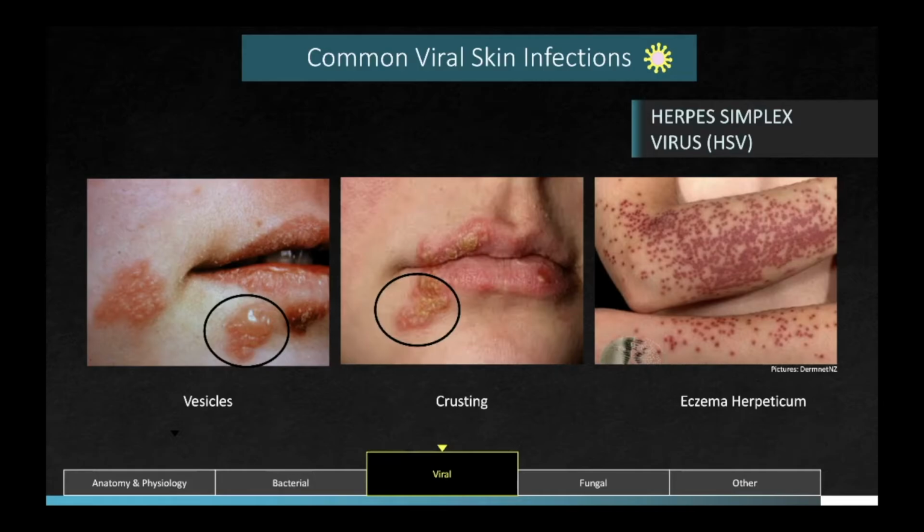One example of which is HSV encephalitis, a potentially life-threatening condition requiring treatment in hospital and which, if survived, can cause long-term disability.